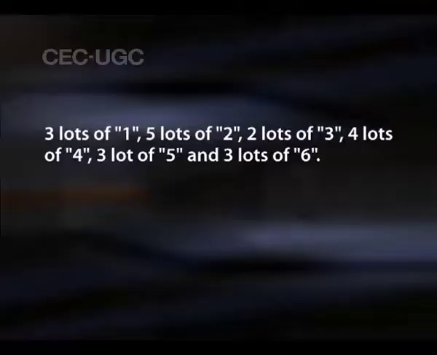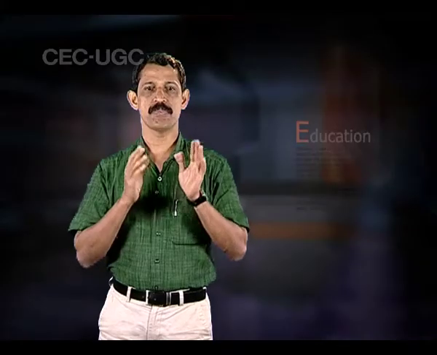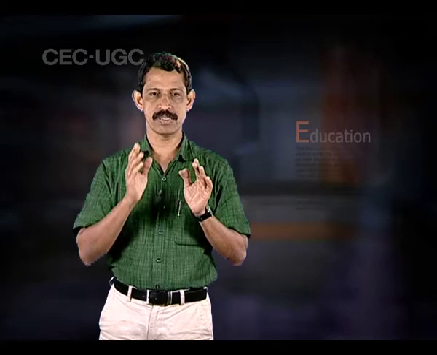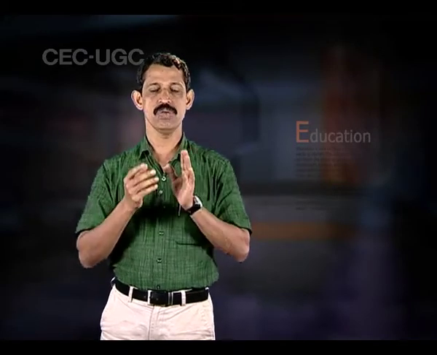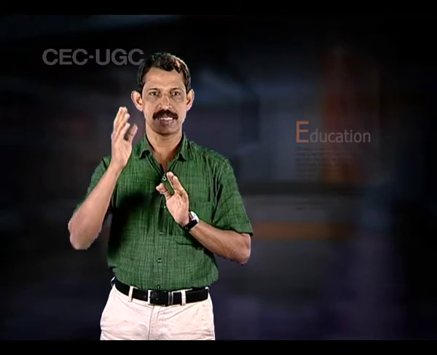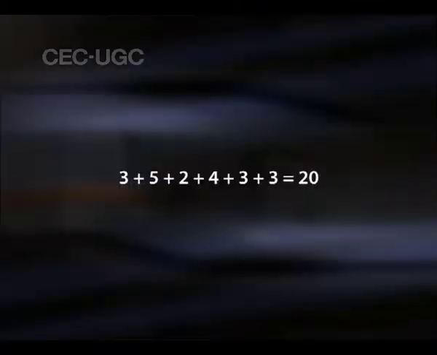To get the total, we have added up 3 lots of 1, 5 lots of 2, 2 lots of 3, 4 lots of 4, 3 lots of 5 and so on. This is the same calculation as 3 times 1 plus 5 times 2 plus 2 times 3 and so on, in total 68. We have multiplied each value by its frequency and added up the results to get the total of all the values. We can also get the number of values more easily by simply adding up all the frequencies, that is 3 plus 5 plus 2 plus 4 plus 3 plus 3, that is 20.